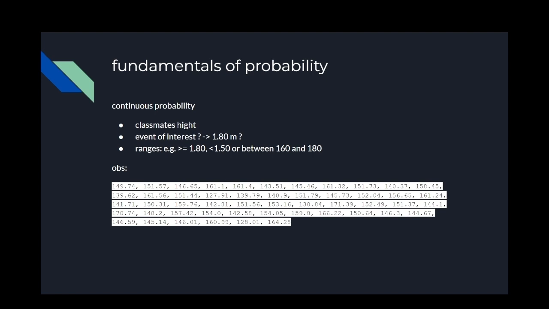If we take ranges, things are going to be more meaningful and more understandable. For example, we want to analyze how many people are higher than 1 meter 80 or lower than 1 meter 80. In that sense, we will have more matches, more observations, more events of interest, so that we can compute some probabilities.